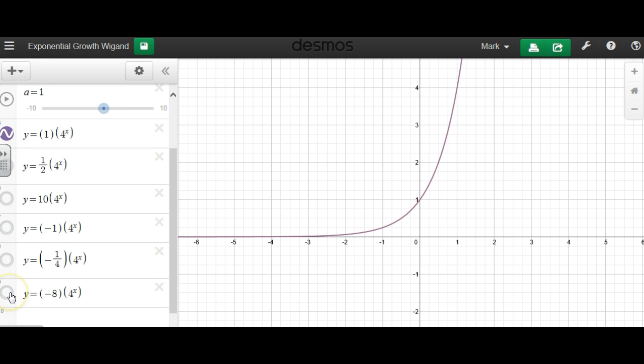And then the last one, y equals -8 times 4 to the x power. I know the negative is going to reflect it over the x-axis. The absolute value being a number bigger than 1, I think that's going to be a vertical stretch. And it is, because it moved to the left. All right, so we have vertical stretch, vertical shrink, reflection in the x-axis, and a combination of them.